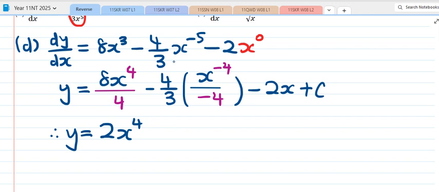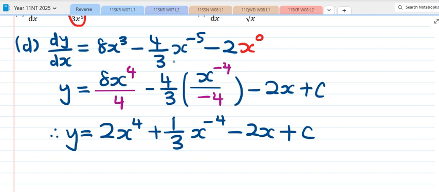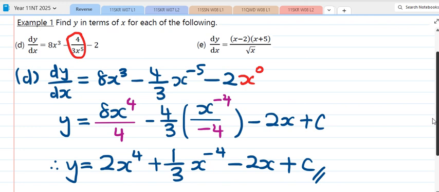Okay, the coefficient of negative x to the power of 4 is positive 1 over 3, x to the power of negative 4 minus 2x plus c. So this is, for example, D. And next one will be this E.